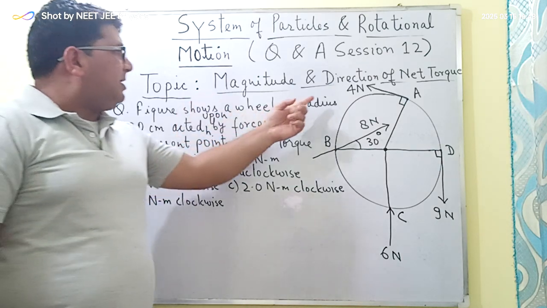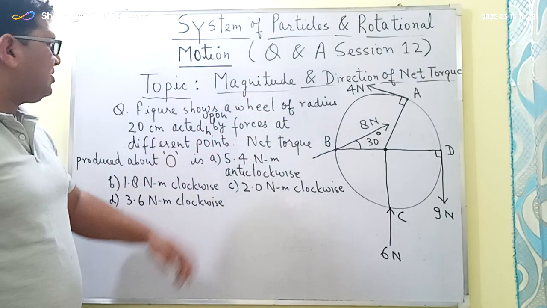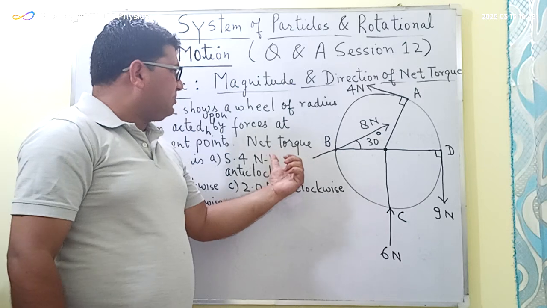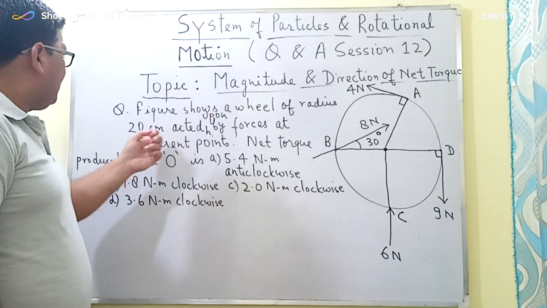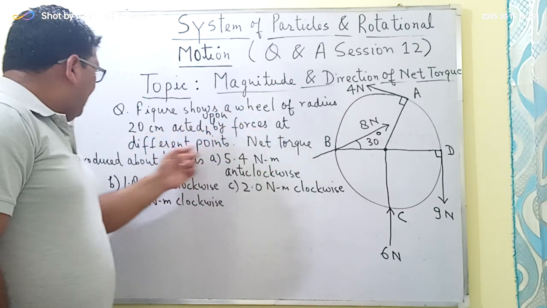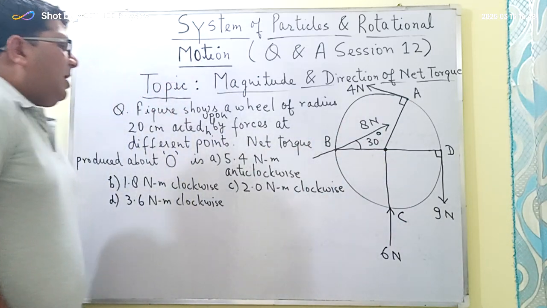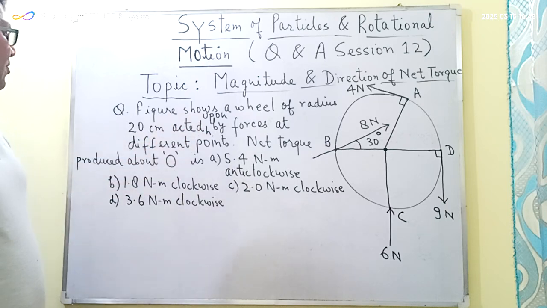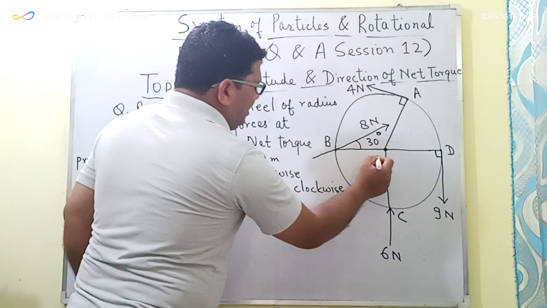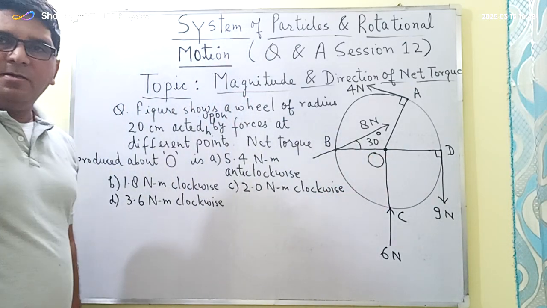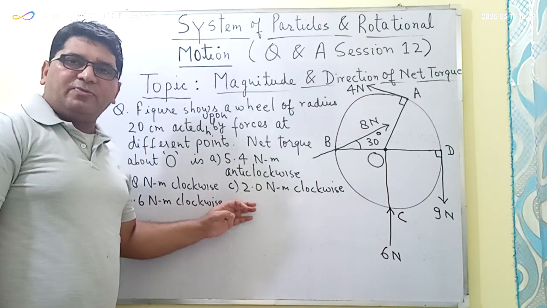The topic is the magnitude and direction of the net torque. Based on this topic, I have one question for this session, which is written here on this board. This figure was also provided along with this question. A figure shows a wheel of radius 20 centimeter acted upon by forces at different points. These are the 4 points at which forces of different magnitudes are acting on this wheel of radius 20 centimeter. The net torque produced about the point O, where O is the center of this wheel, is... There are 4 options. We have to find the correct one.